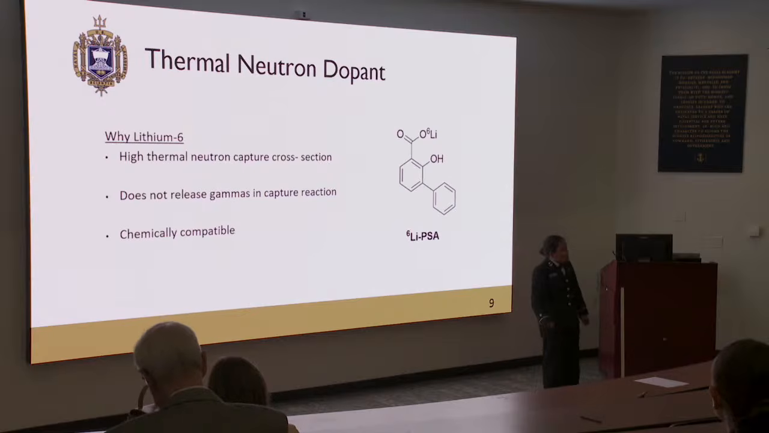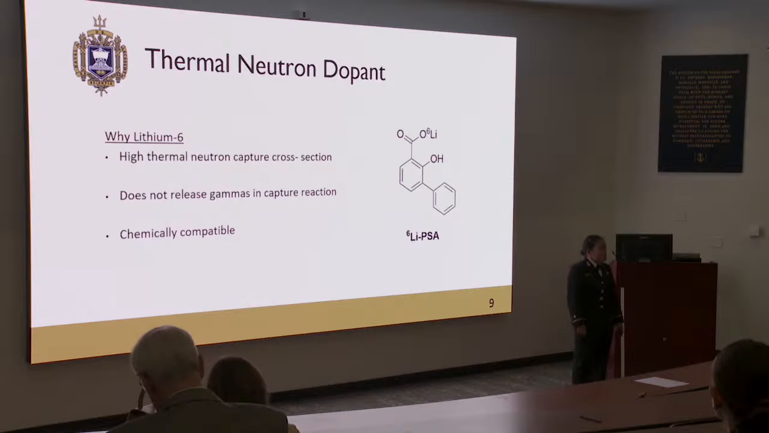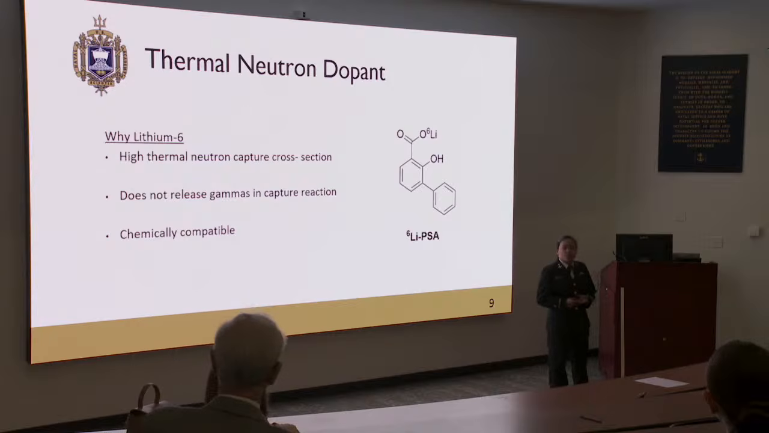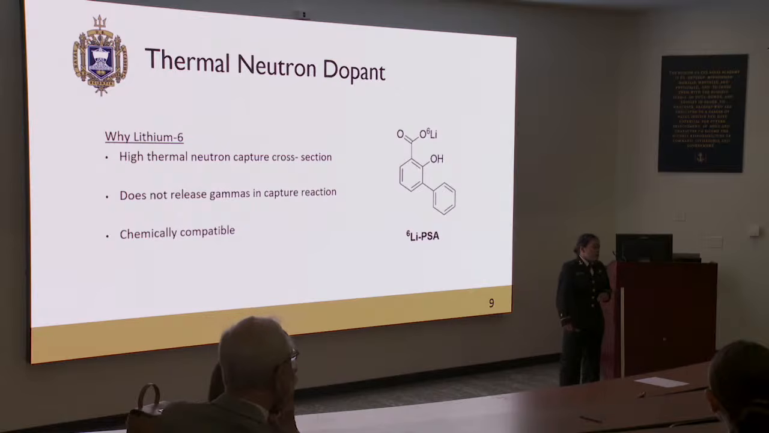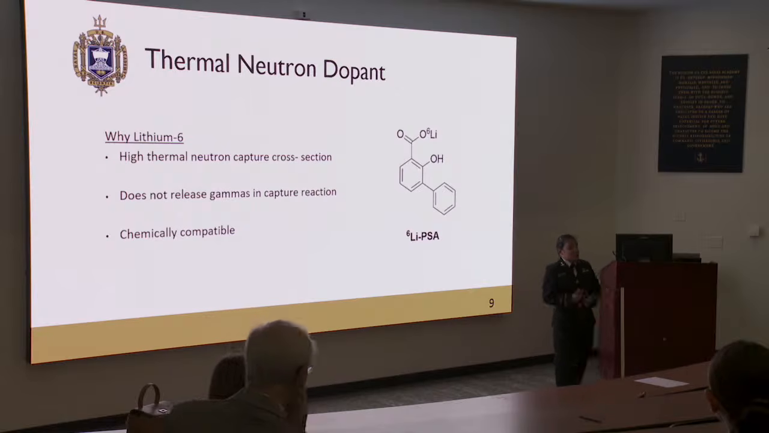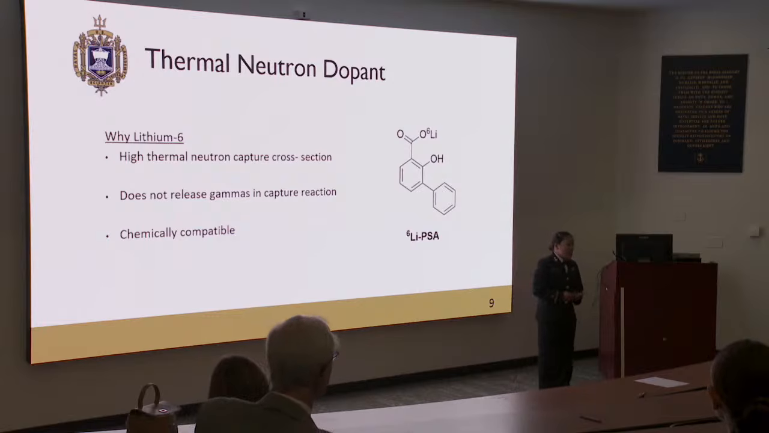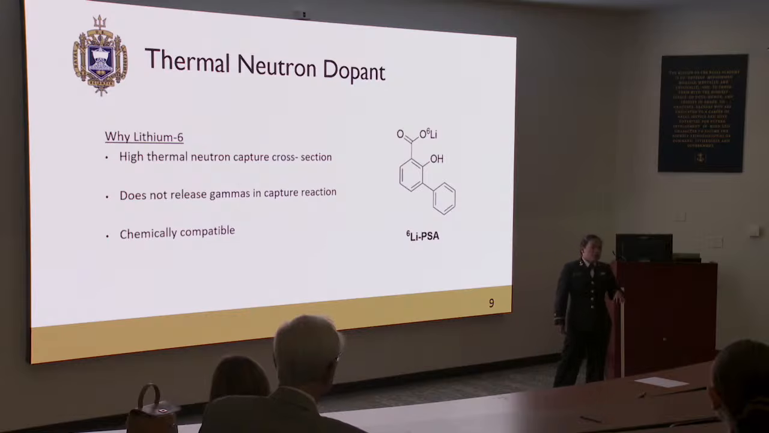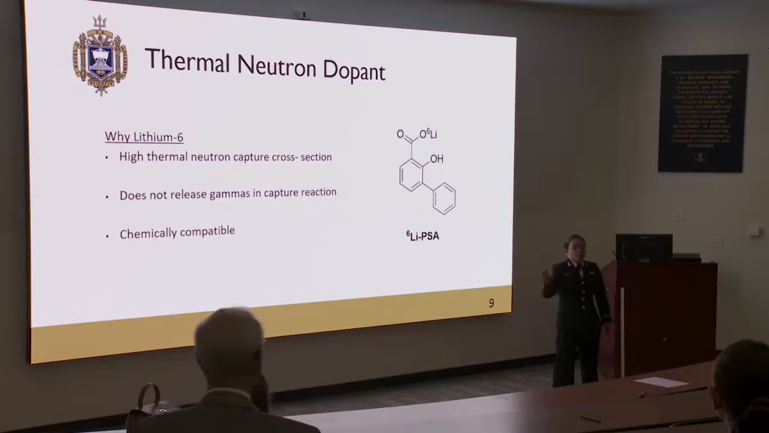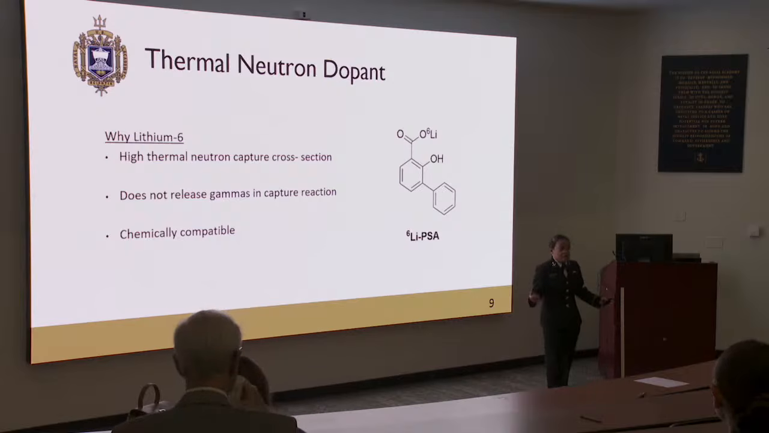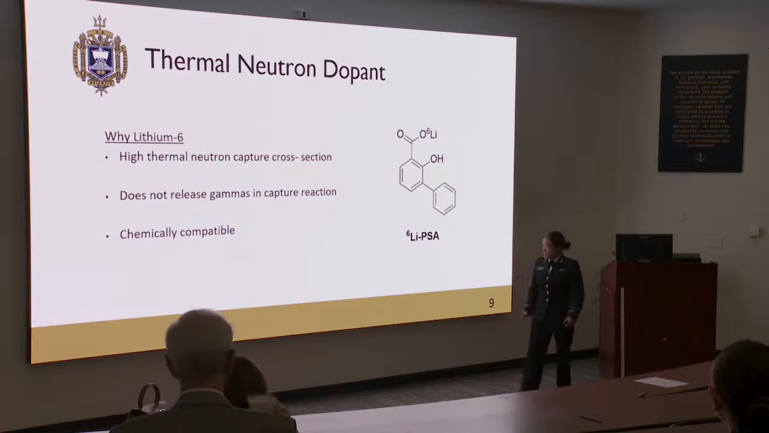Last thing that we investigated was the thermal neutron dopant. We used lithium-6 because it has a high probability of capturing thermal neutrons, and it's chemically compatible with our formula. We had to synthesize this lithium-6 with an acid to balance out the polarity. Lithium-6 is a very polar chemical, which we then had to balance out with a very nonpolar resin. So we synthesized it with an acid called 3-PSA, which is why the actual dopant is lithium-6 3-PSA.